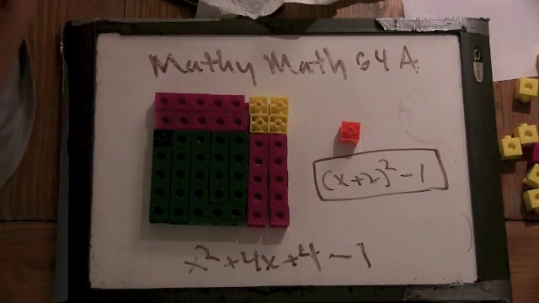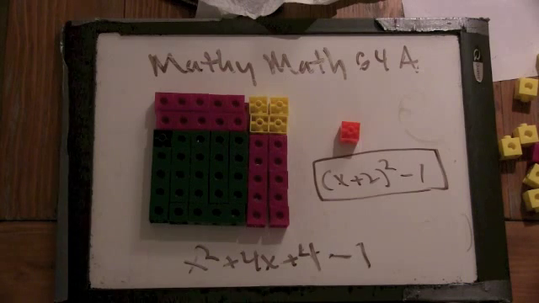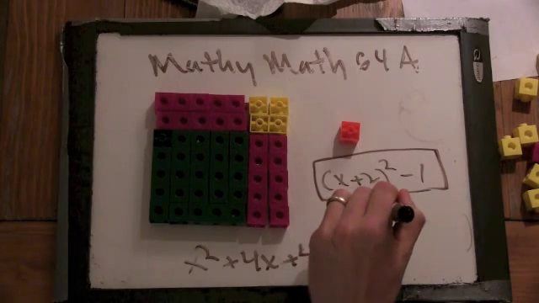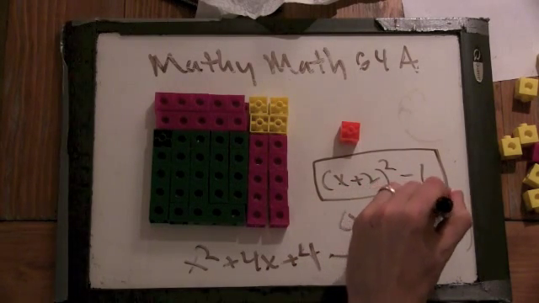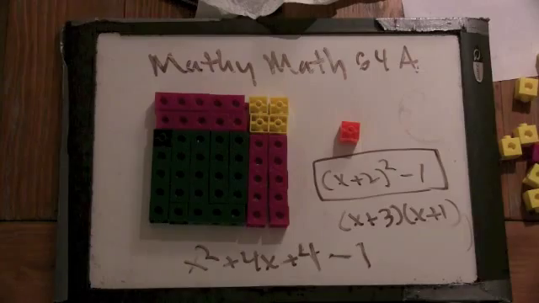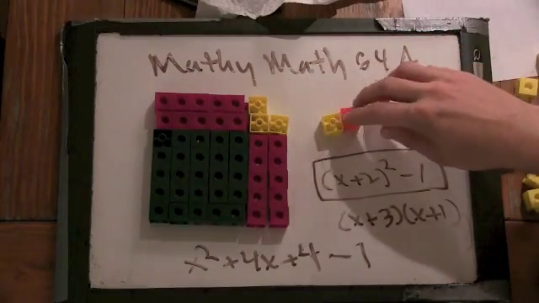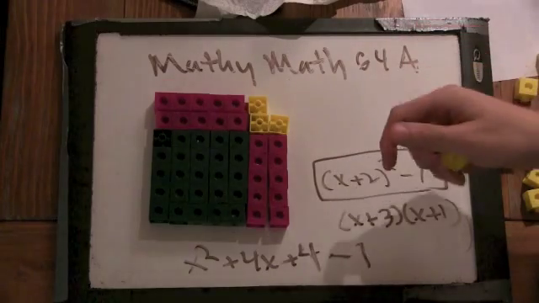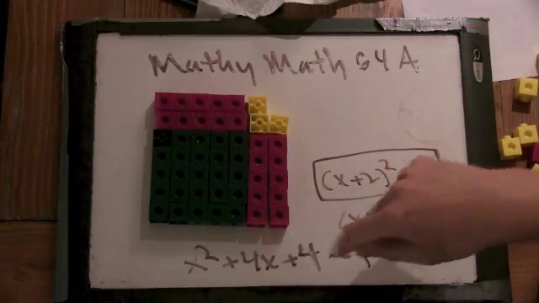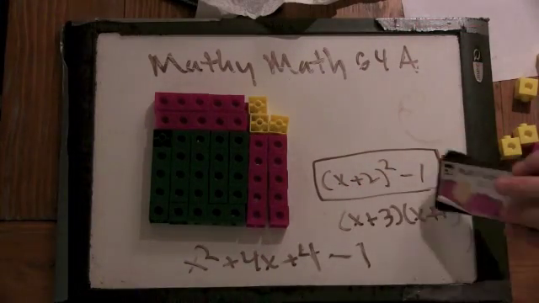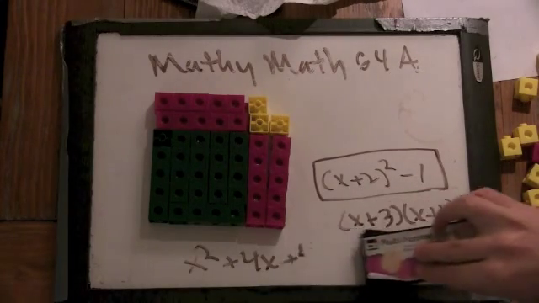So you would get x plus 3 times x plus 1. Now remember, this and this add up to 0, right? That was our plus 1 and minus 1. So it says there's a different way to factor x squared plus 4x plus 3: x plus 3 times x plus 1.